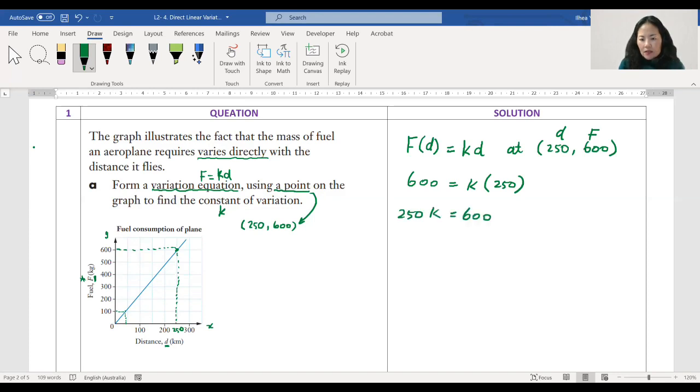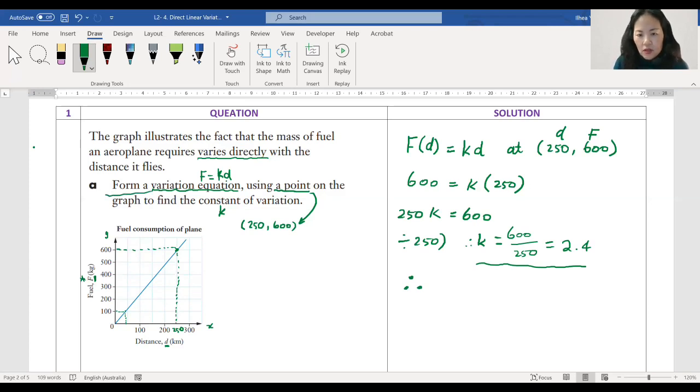equals 600. I'm going to divide by 250 on both sides. I will get K equals 600 over 250, which is 2.4. Now, that's just the K. That's not the actual equation, is it? So my equation, because the question says form a variation equation, I'm going to go F equals 2.4D. That's my equation.